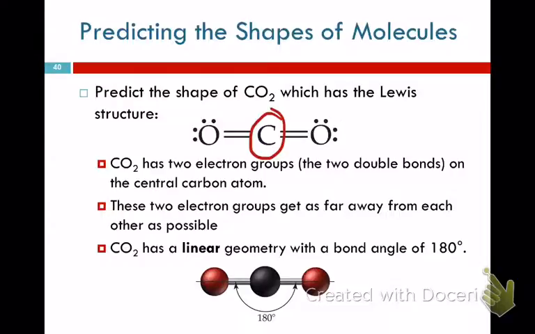So this shape, because I have these 2 electron groups, turns out to be linear, and the bond angle is 180 degrees. That's what this little number down here is telling me. So a linear molecule has 2 electron groups, linear geometry.